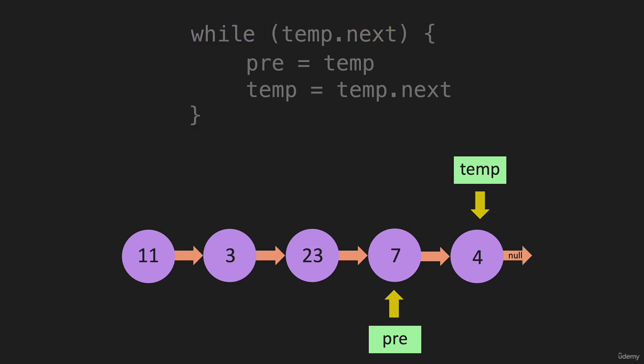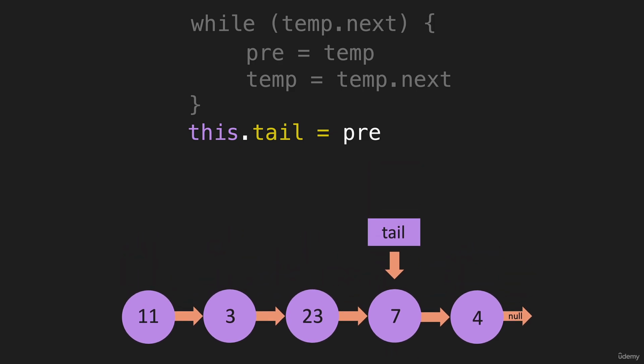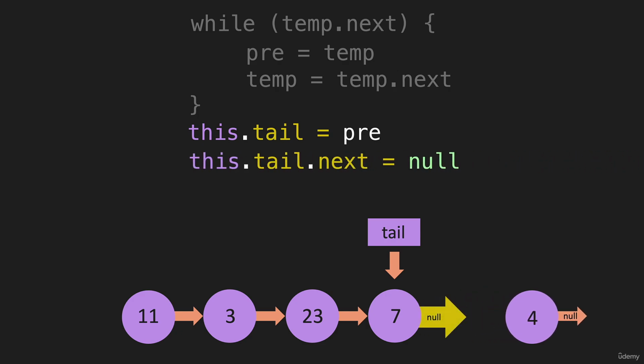So for now, I'm going to remove temp. I'll bring this back, but that's going to be pointing at that 4 node. And we want to set tail equal to pre. We do that with this line of code. this.tail equals pre. That was the only thing we were using pre for, so I'm going to just drop this out of the diagram. We'll say tail.next is equal to null, and that breaks that 4 off of the list there.